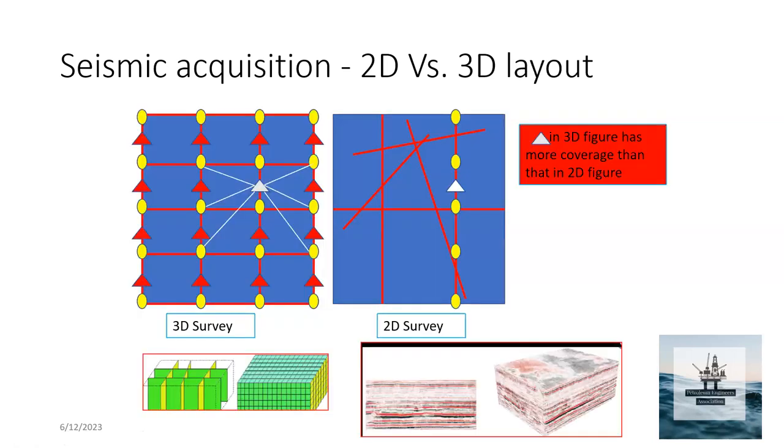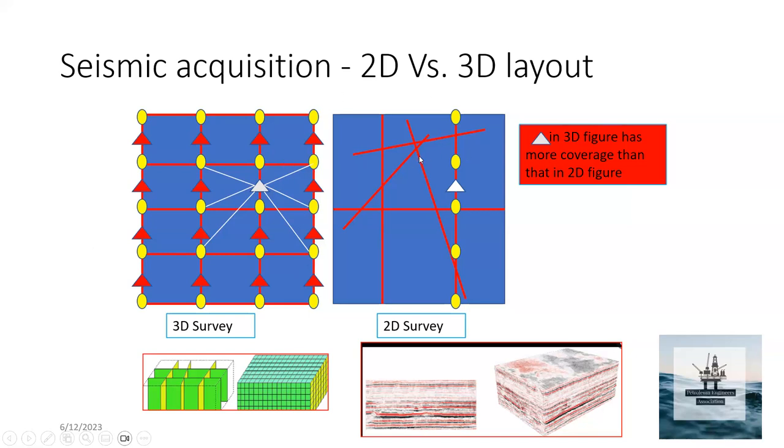So one advantage also of the 2D is that it is cheaper than 3D. For example, if you are going to check a virgin area, you need to do some seismic, so you do regional 2D surveys. Most of the acquisition done, if you are going to a new area, you don't go ahead and shoot a full 3D on the area.